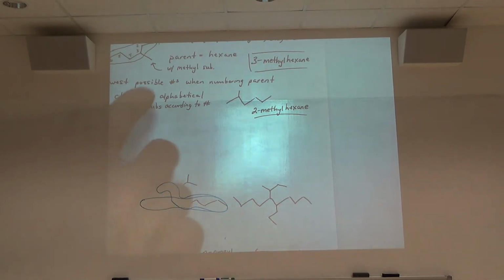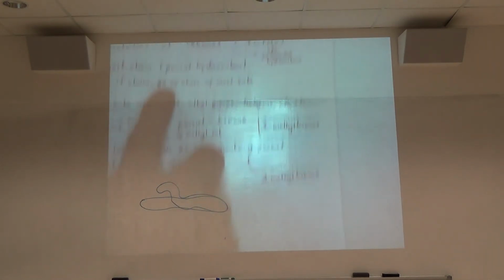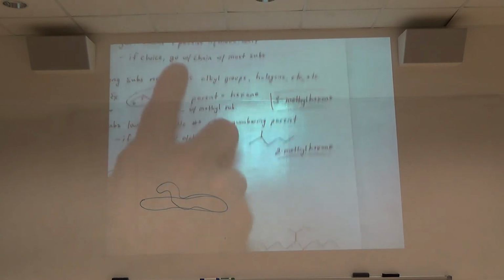What happens when we got two parents? The one with the more groups? What does it say up there? If choice, go with one with most subs.